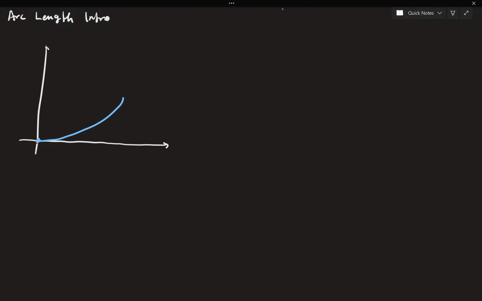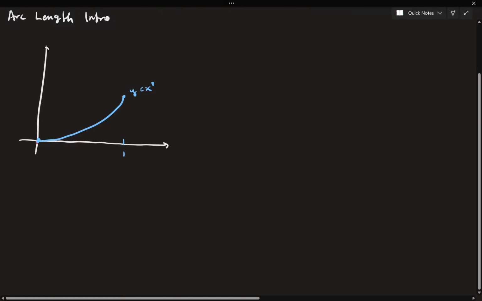So if I gave you the parabola y equals x squared, let's say from 0 to 1, and I ask you what the length of that curve is, I don't know, but with integrals I'm able to do it. This is useful for calculating distance that something moves. Things don't always move in straight lines.